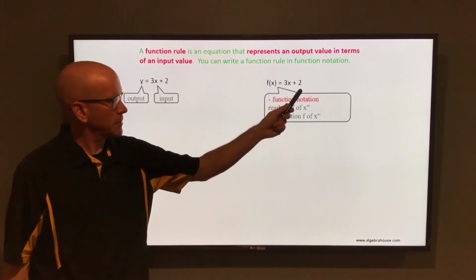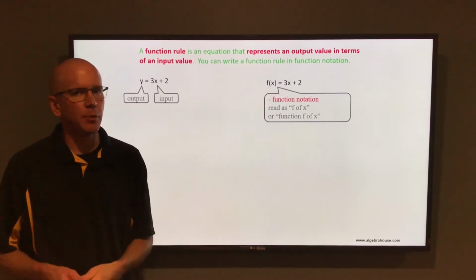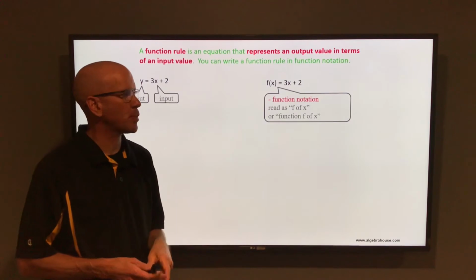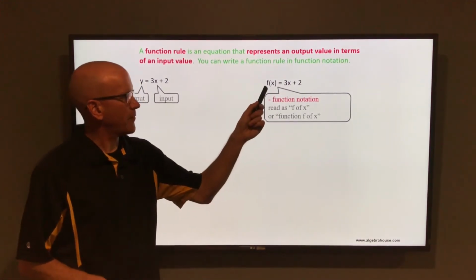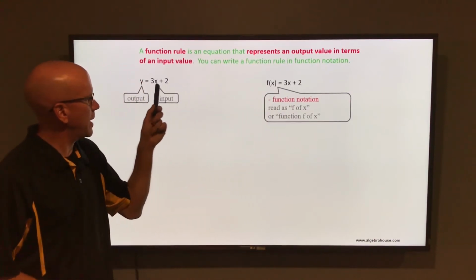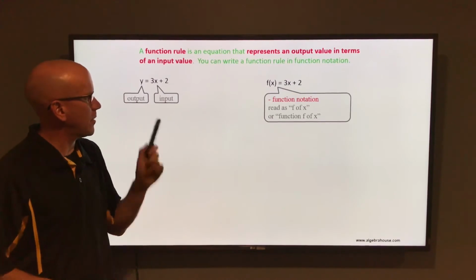You could write it like this. When you have f with parentheses and an x inside the parentheses, that's called function notation. That's pronounced f of x. So f of x equals 3x plus 2 is the same as y equals 3x plus 2. f of x and y are the same thing.